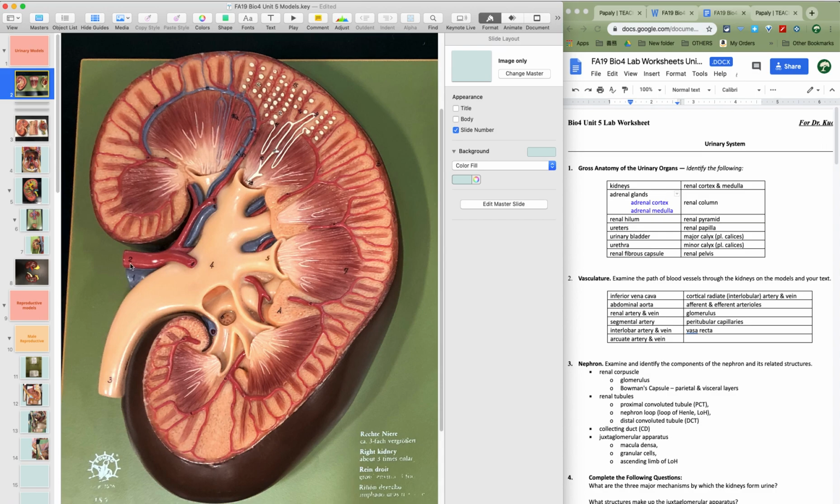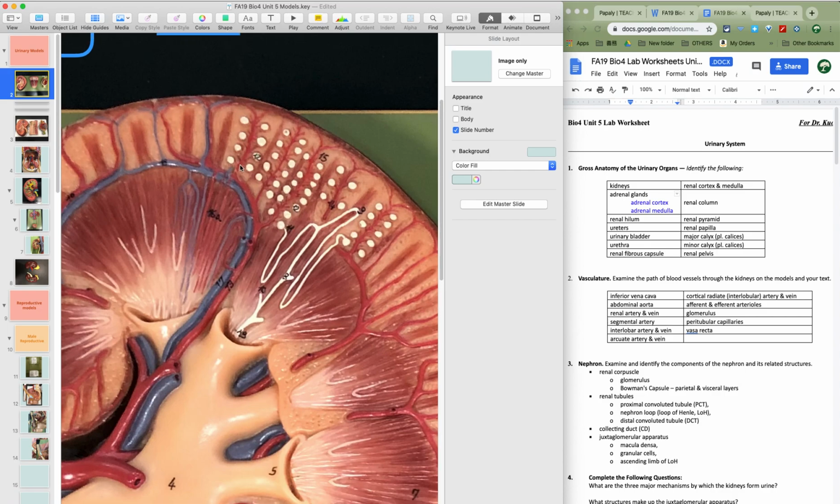Here you can see the renal artery. This is the segmental artery. So segmental artery, interlobar artery, arcuate artery. If you zoom in, you can see these radiating outward. These will be the cortical radiate arteries, also known as interlobular arteries. And then where they branch further into, those are the afferent arterioles. So this is the cortical radiate though. They radiate into the cortex.